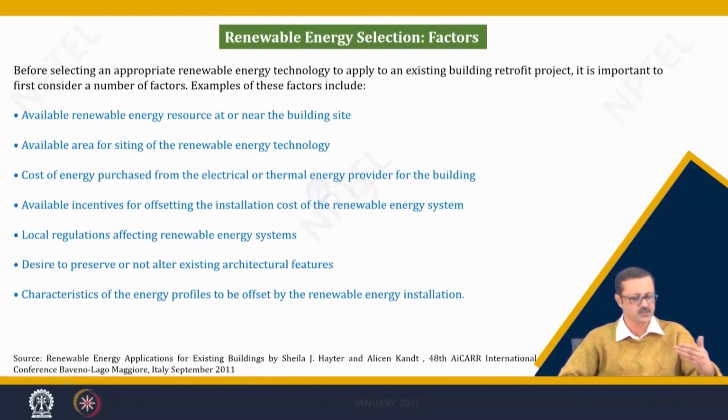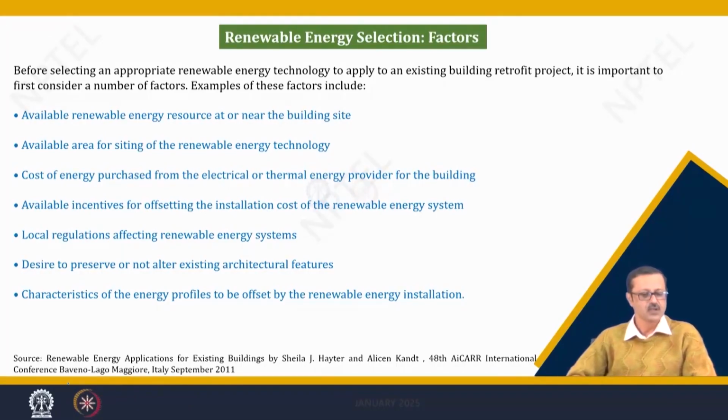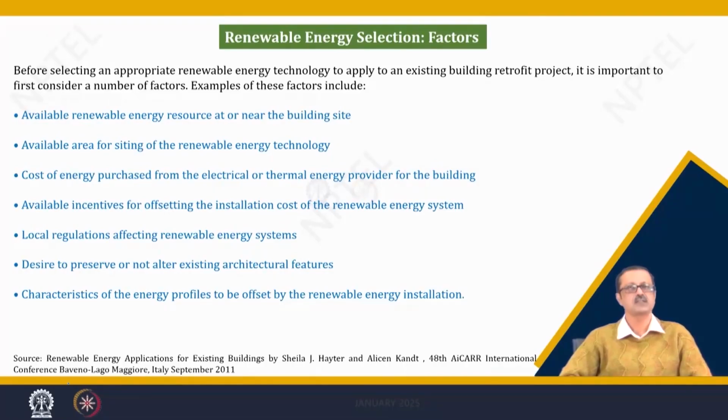The first one, if I go through one upon another and discuss a little bit, is the available renewable energy resources at or near the building site. That is one of the most important things. What are the sources available? If your building is a very low height building and it is surrounded by high rise buildings, I think we cannot go for solar, because the high rise buildings in and around will always cast a shadow on the rooftop or on the building wall. You cannot go for BIPV or for rooftop solar PV.